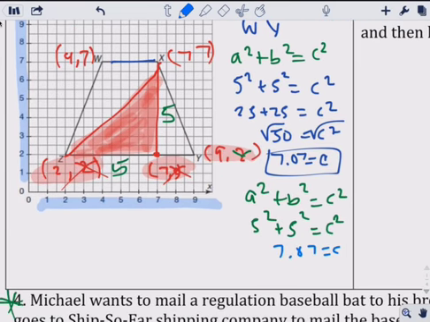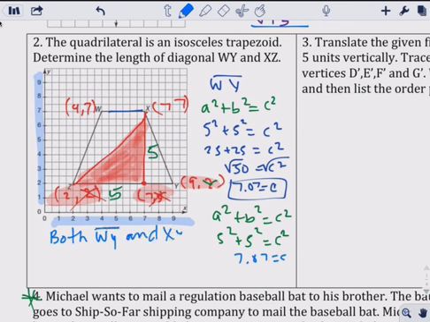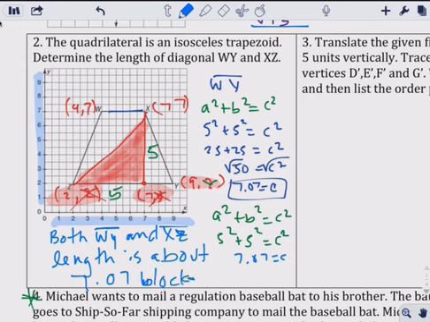So we know that both lengths, line segment WY and line segment XZ, are diagonal length is about, make sure you use the word about because you round, 7.07 unit blocks, whatever you want to put there.